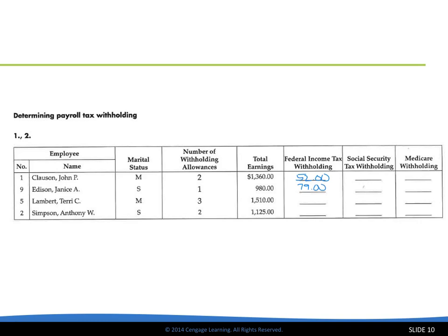Okay, my next employee is married with 3 allowances. So I go to my married table. They have total earnings of $1,510. So I find $1,510 in my table, and my $1,510 is going to fall between the $1,500 and the $1,520. I'm going to go over to their allowances. They have 3 allowances. And I find the total withholdings for $50.